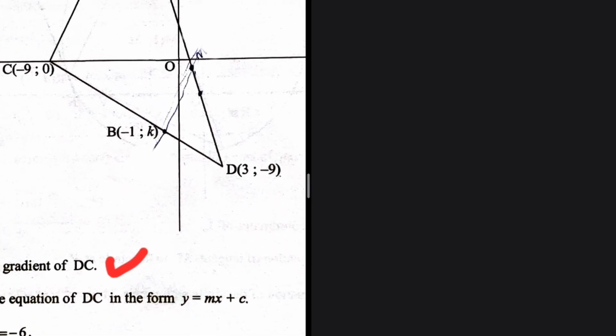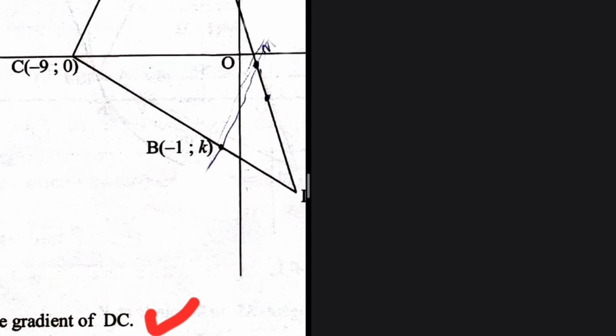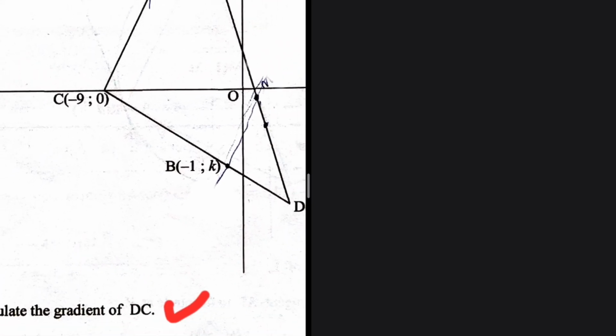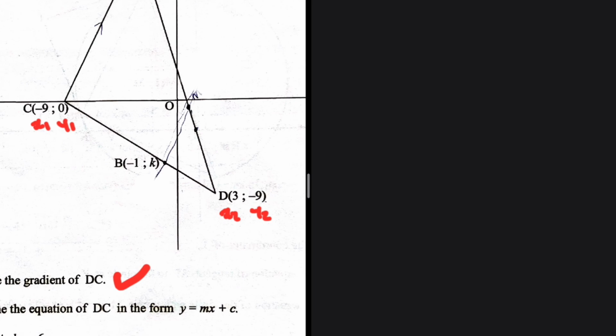Let's calculate the gradient of DC. The best thing to do in this case is to choose which point between C and D we are taking as point 2 and which point we are taking as point 1. So if we take point C as point 1, we're going to have x1, y1. And then if we take D as our second point, we're going to have x2, y2. But whichever point you take as point 1 or point 2, it really doesn't matter. We should get to the same answer ultimately. So let's go ahead and do that.